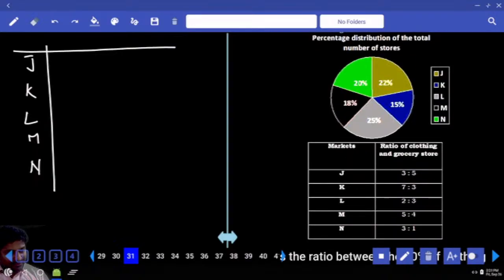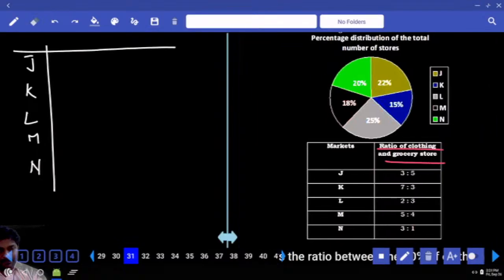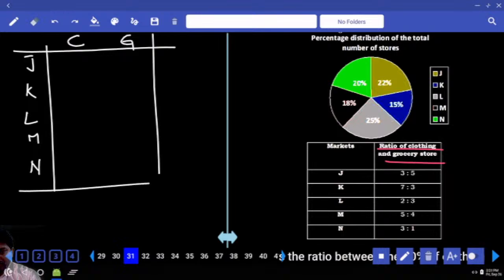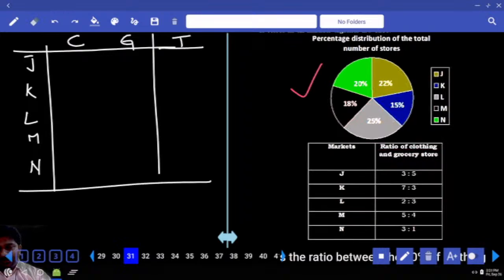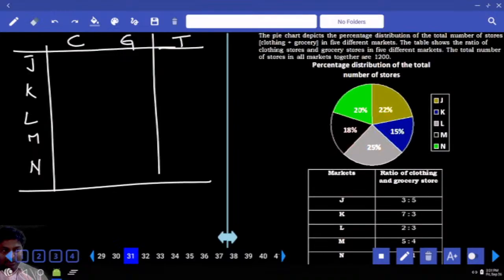And we have the ratio of clothing and grocery stores. Clothing and grocery. We also have the total, which we will get from the pie chart. 22%: 20% plus 2%. 20% is 240, 2% is 24. Total.